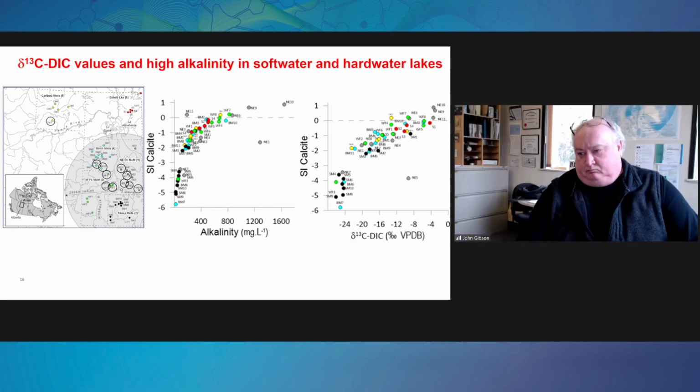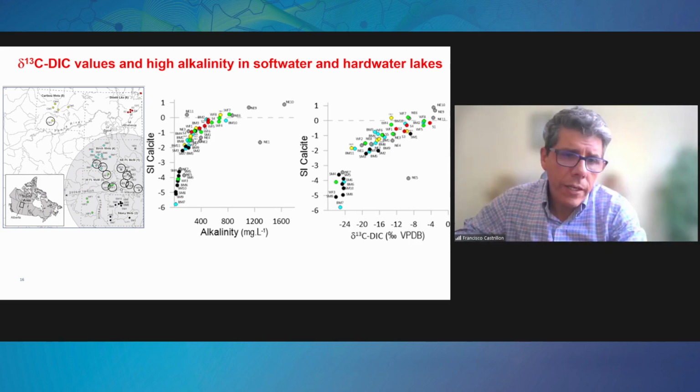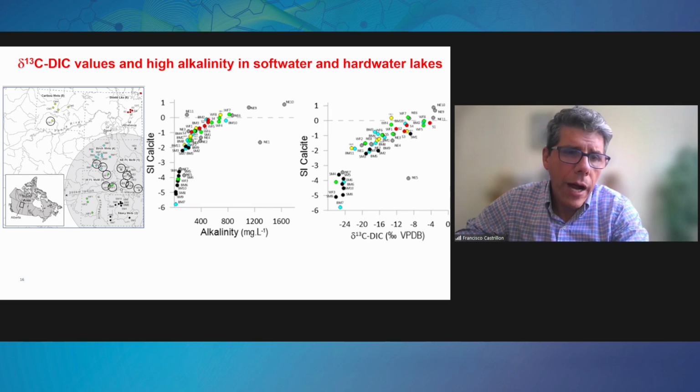In the black circles on your right-hand side, you will be able to see which lakes are trending with high values of saturation index of calcite, and these values have high or excess dissolved CO2, which means that in these lakes you have high pHs, precipitation of calcite, and high, positive values of carbon-13 in the DIC.